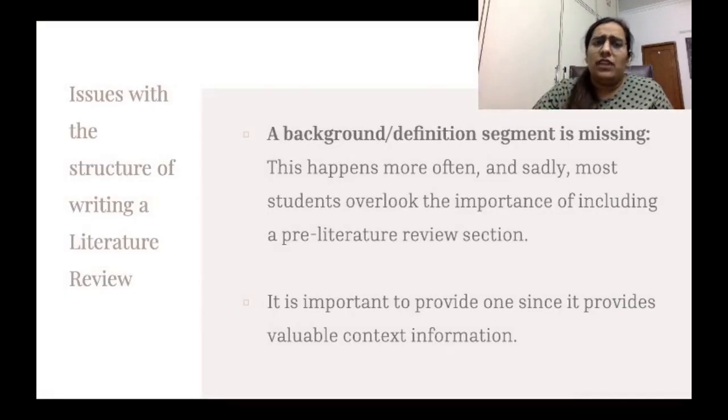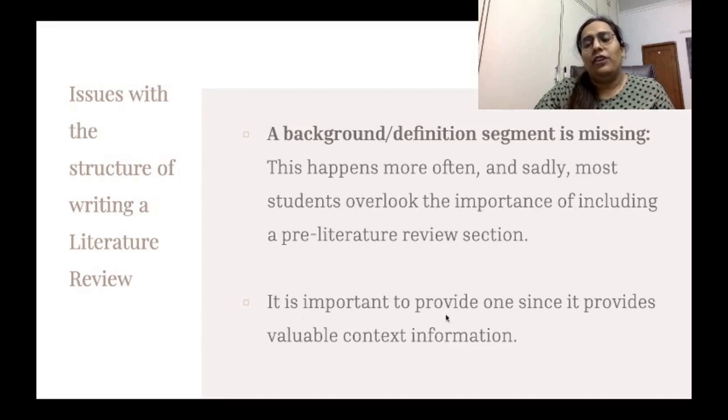There are many issues. Likewise, in the structure of the writing, try to have a background definition, a definition of the segment. It is very often that many people don't write about the definitions, or why the study is so important. So try to have a pre-literature review section. What exactly are you going to explain? What exactly is the problem? So try to have that analysis in the first go, so that it is easier for the reader to understand what exactly is your subjective thought about that problem.